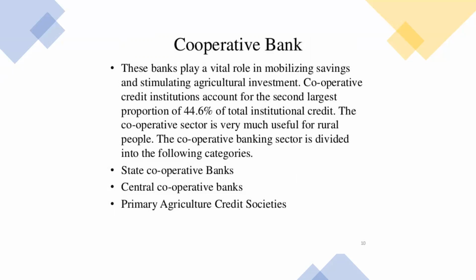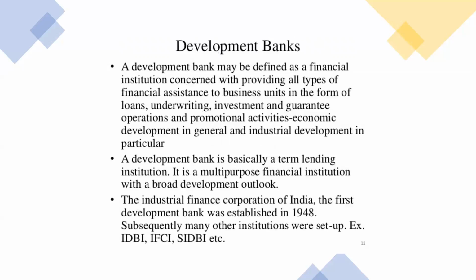Cooperative banks are those banks which mobilize savings and stimulate agriculture investment. They focus mainly on agriculture investment. Cooperative credit institutions account for the second largest proportion, 44.6%, of the total institutional credit. It is very useful for rural people and is divided into different categories like state cooperative banks, central cooperative banks, and primary agriculture credit societies.